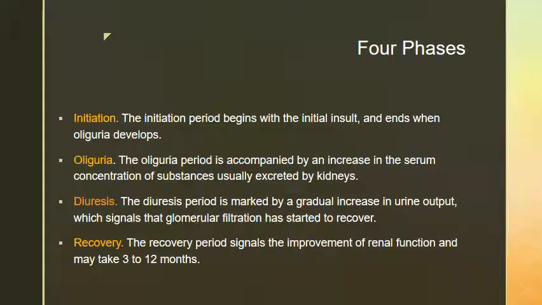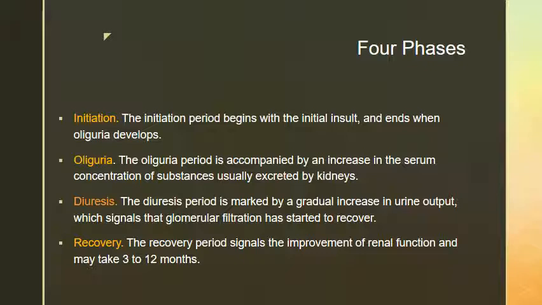There are 4 phases. The initiation phase is a period when the initial insult to the kidneys has occurred. It ends when oliguria develops, and oliguria is that decreased urine output. It also accompanies the increase in the serum concentration of substances excreted by the kidneys. Then we move on to the diuresis phase. This is the period that marks by gradual increase in urine output.